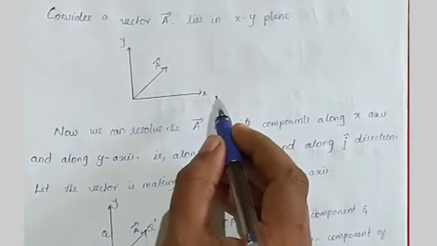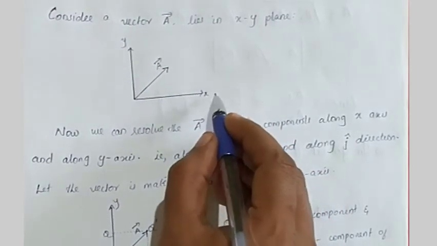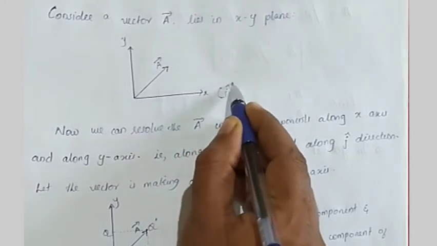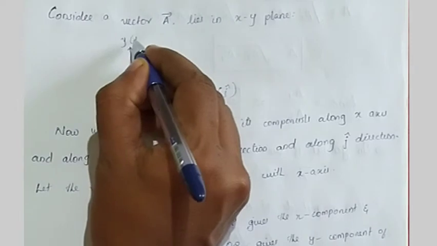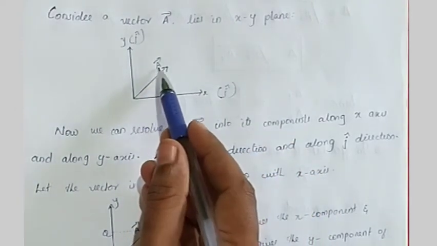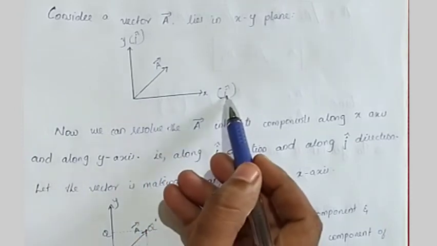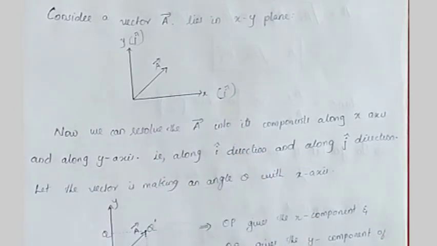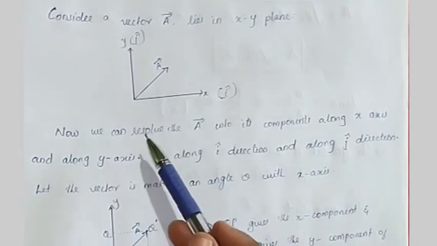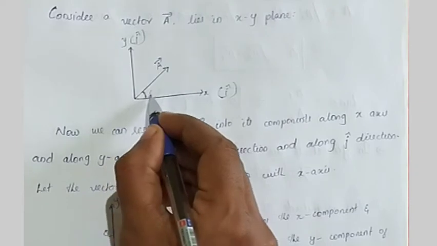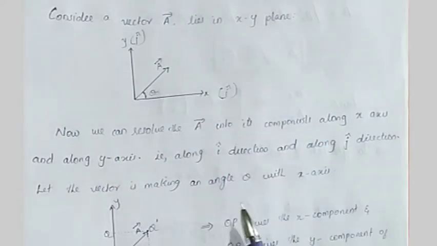And we have already discussed that the unit vector along the x-axis is i cap and the unit vector along the y-axis is j cap. So we will have the component of vector A along the i cap direction and the component of vector A along the j cap direction. Let us consider our vector is making an angle theta with the horizontal axis, that is the x-axis.